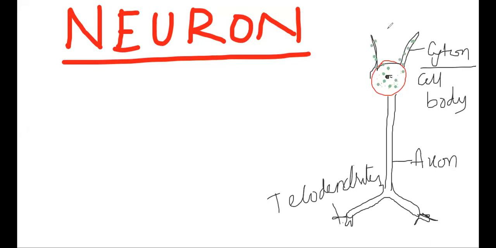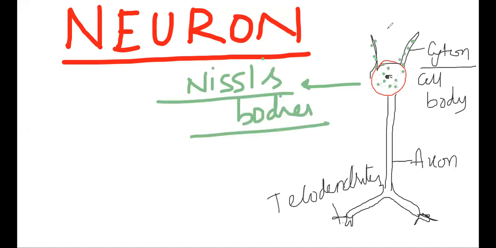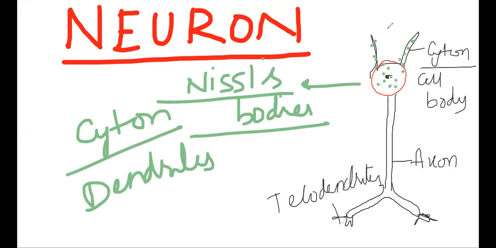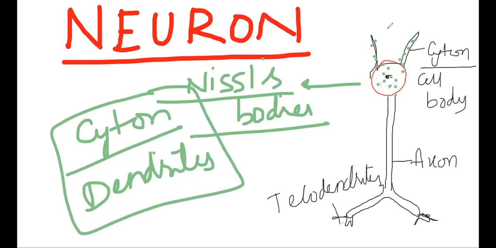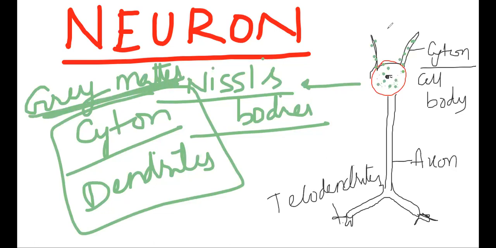Nissl bodies or Nissl granules are seen in both cyton and dendrite. Dendron, actually, you have to say; that information we learned in first year. Just what I want here is that Nissl bodies are present in cyton as well as dendrites. Wherever these Nissl granules are present, that area is gray matter. So this is the basic you need to remember.